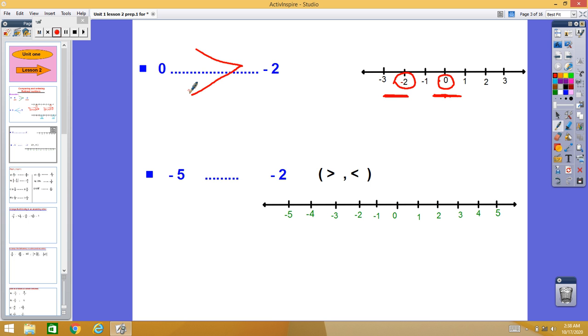Now we have negative 5 and negative 2. What happens if we deal with negative numbers? So we can use the number line. We will mark negative 5 on the number line and then mark negative 2 on the number line. So which one's farther to the right on the number line? Negative 2 is farther to the right and negative 5 is to the left. So for sure negative 2 is greater than negative 5. So the bigger negative number is smaller in value.